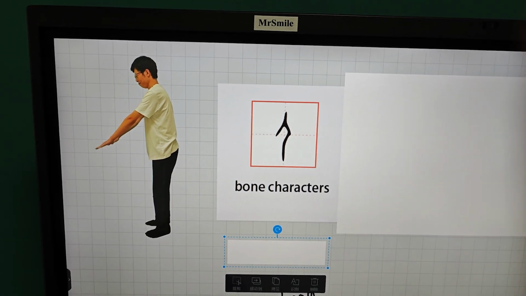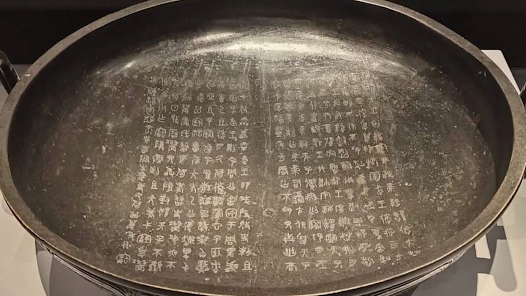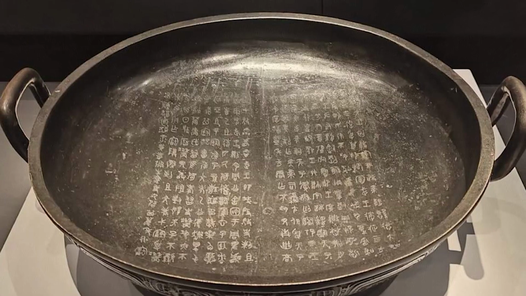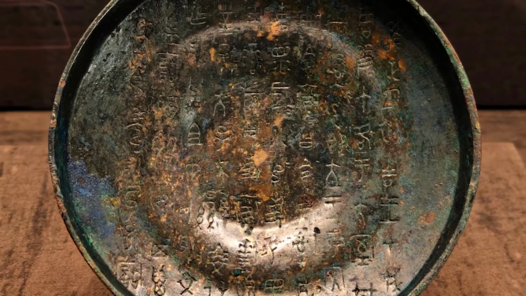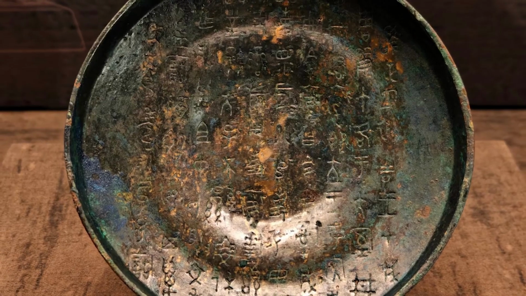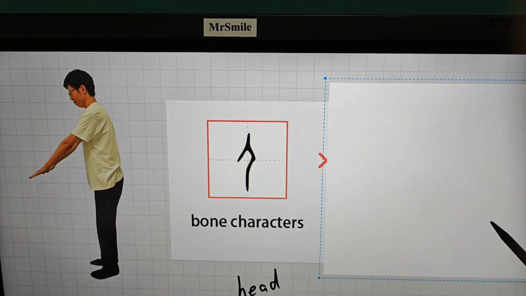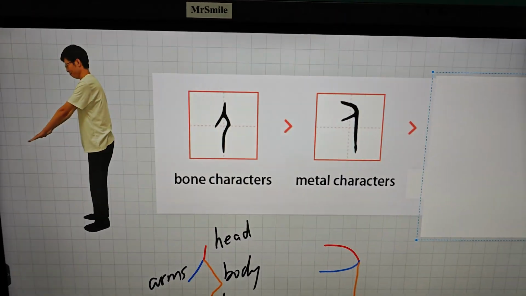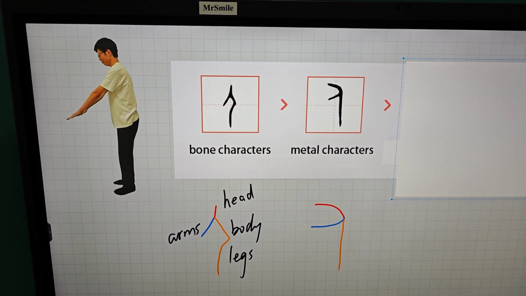A long time later, after the bone characters period, humans were able to cast objects using metals, mainly copper, so other, better smooth surfaces were discovered, and words were cast on the surface of metal objects. This is bronze inscription. Because copper is golden before it rusts, it's called golden writing in Chinese. In my videos, I'll call them metal characters. The metal characters for 人 look like this. Metal characters and bone characters look very similar.